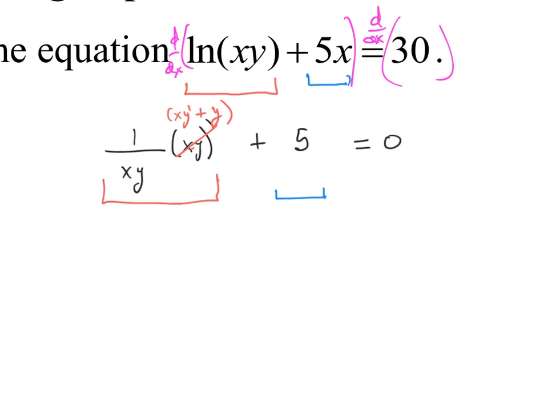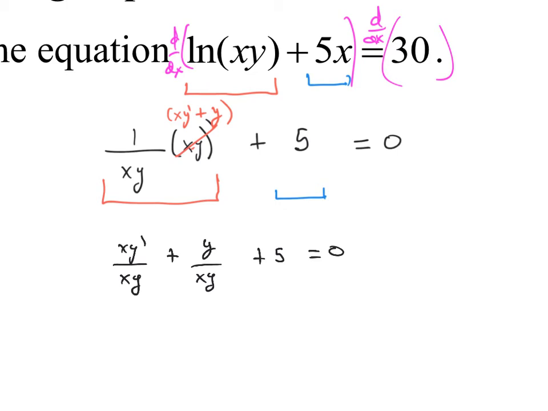Okay, so this is going to look nasty, but what I'm going to do is distribute 1 over xy to each one of those terms. So bear with me. We have 1 over xy times xy prime, so that would be xy prime over xy. And then we have 1 over xy times y, so that would be plus y over xy. Then we have plus 5, and that equals 0.